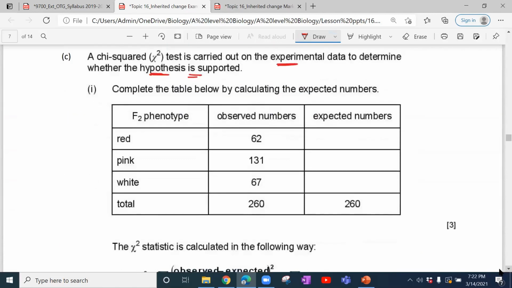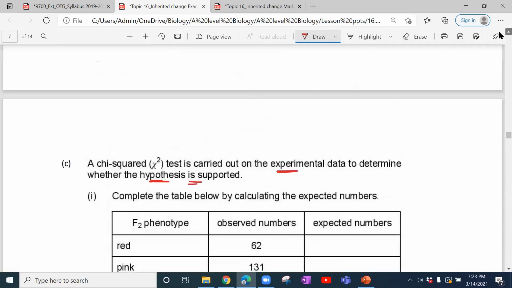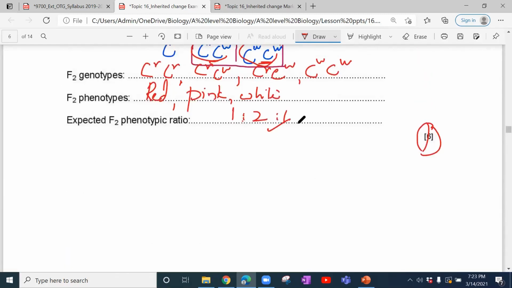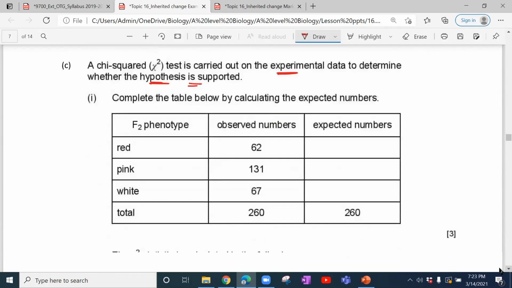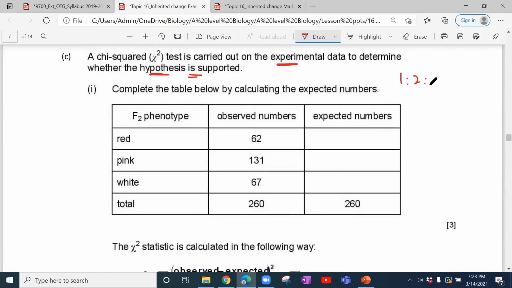All right then. So some parts are already done for us. They are telling us from the red flowers, we get 62, 131 were pink, 67 were white. So these are the observed results. Expected numbers you have to work out. कैसे work out करेंगे? Remember, we had this ratio. We worked out the expected phenotypical ratio 1:2:1, and we had 3 categories. अब using the same 1:2:1. And you also know that we have total 260 flowers there, right?